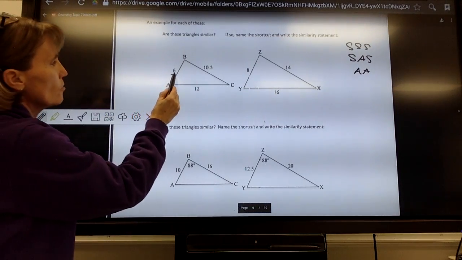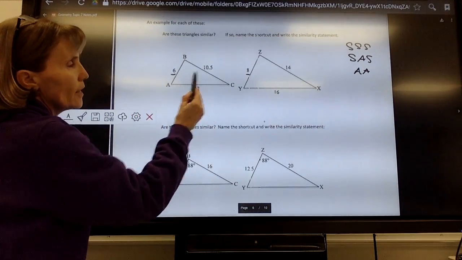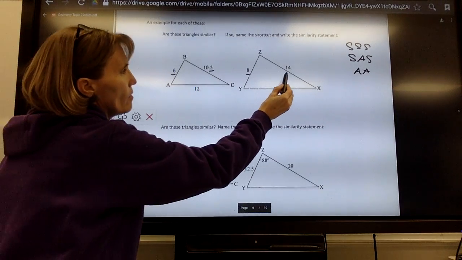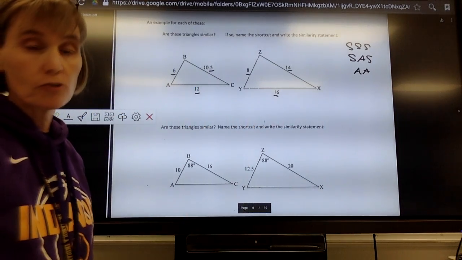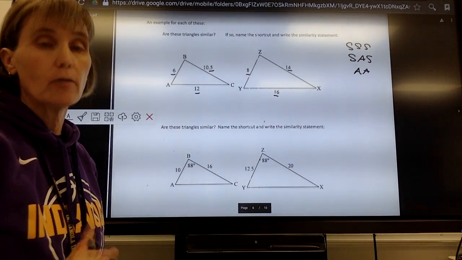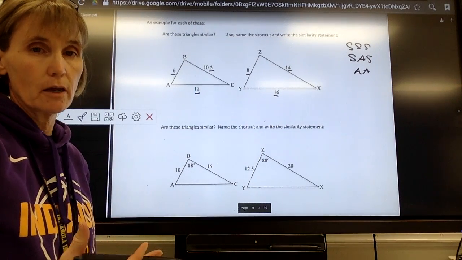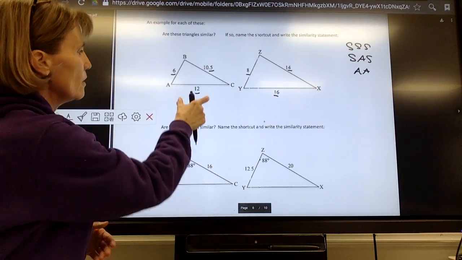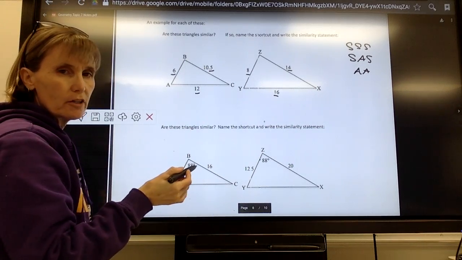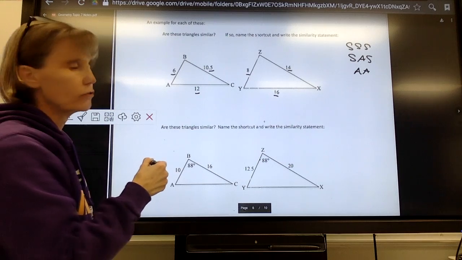Well, these values that I'm given, 6 and 8, 10.5 and 14, 12 and 16. Are those angle measures or are those side lengths? Hopefully you're saying, hey, those are side lengths for 2 reasons. 1, they're located outside of the figure, and 2, they're in the middle of the side. So we want to determine, are those sides all proportional to each other?